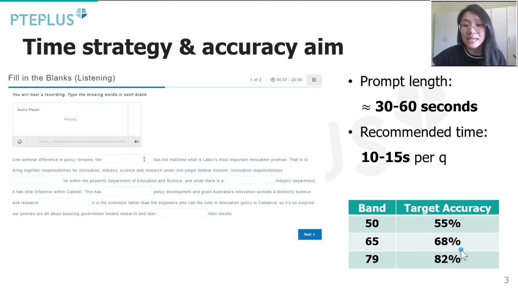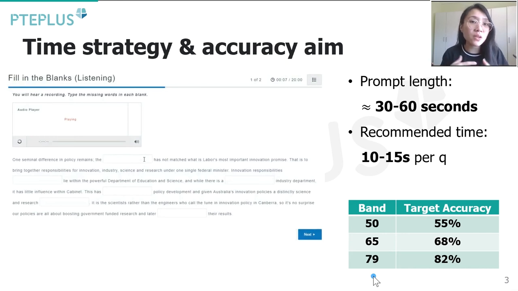But here is the average percentage accuracy that you want to be able to achieve in the entire listening section, okay, in order to maximize your chances of getting your target score. Okay, so for example, if you're aiming for a 79, then the first thing, of course, is that you want to ensure that you are working on your speaking, and your speaking is hitting that 79 mark as well already, because speaking contributes to about 30% of your listening score.